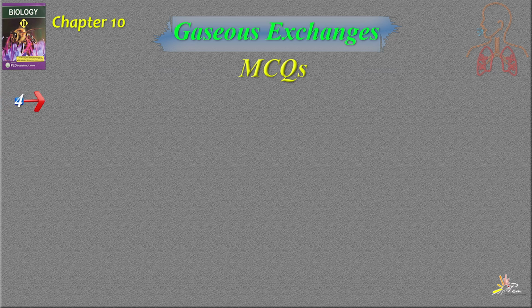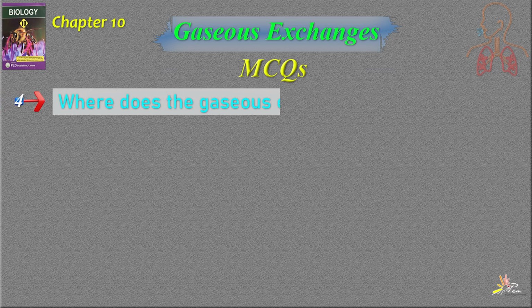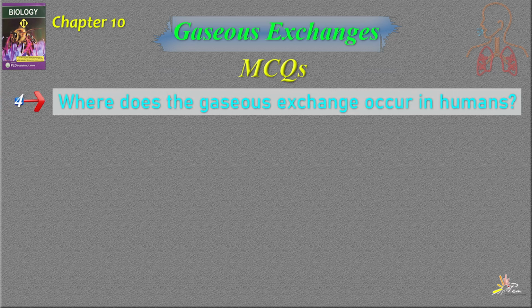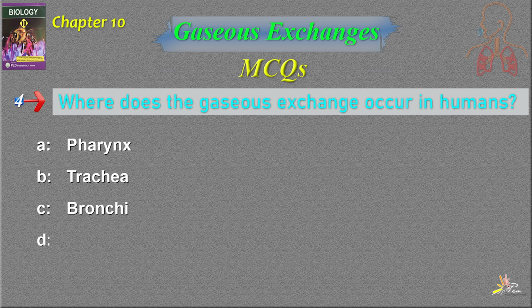Question number 4. Where does the gaseous exchange occur in humans? Option A, pharynx. Option B, trachea. Option C, bronchi. Option D, alveoli. The correct answer is option D, which is alveoli.